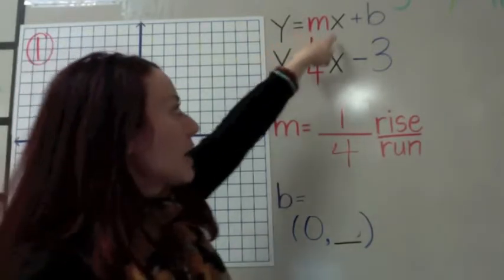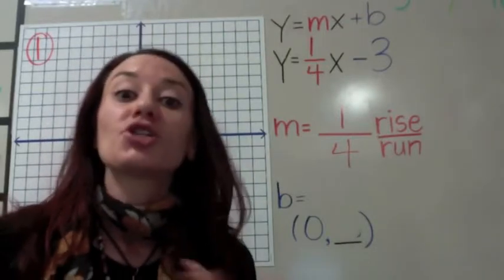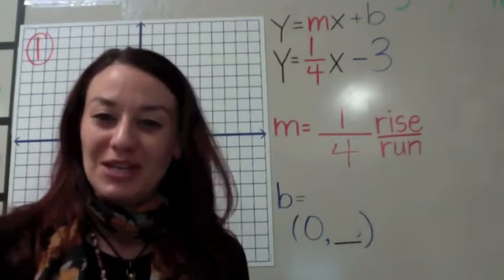Remember your mama's ex-boyfriend? You're always going to start with the boyfriend. You're always going to start with the b, which is the y-intercept.